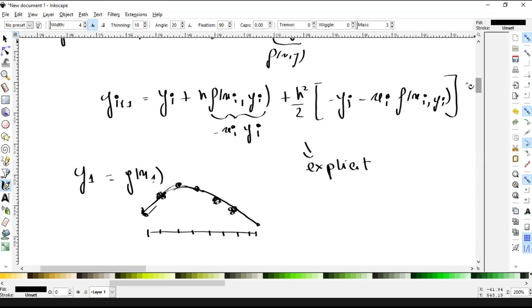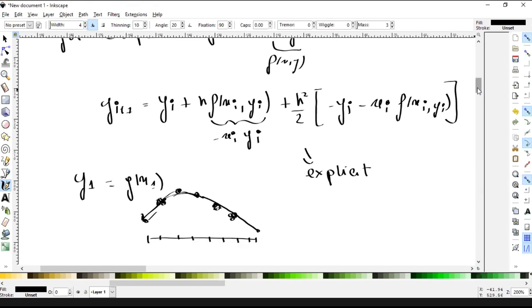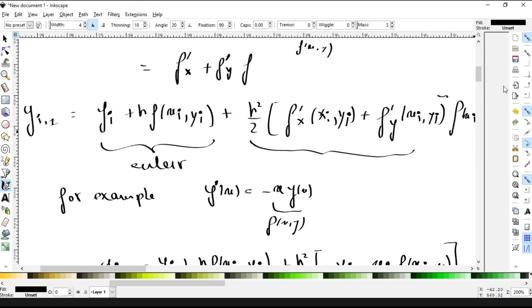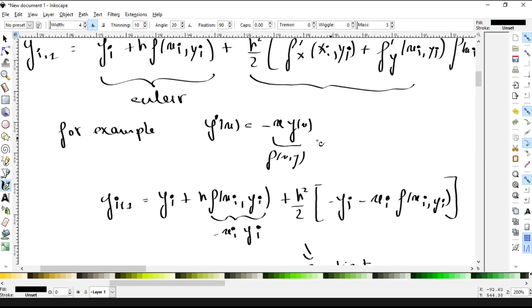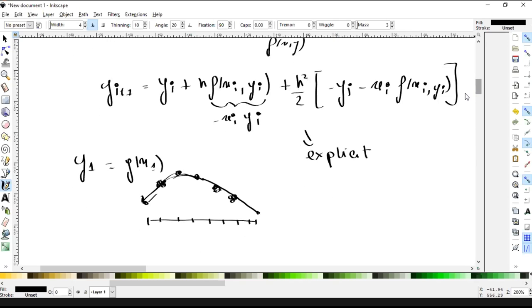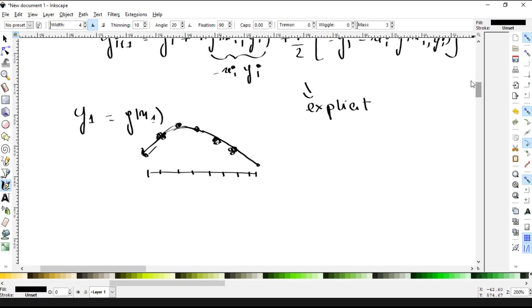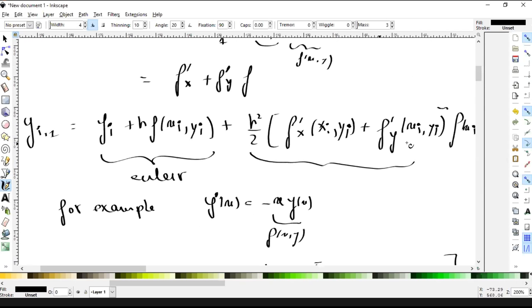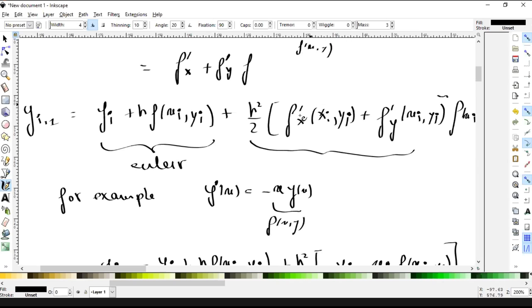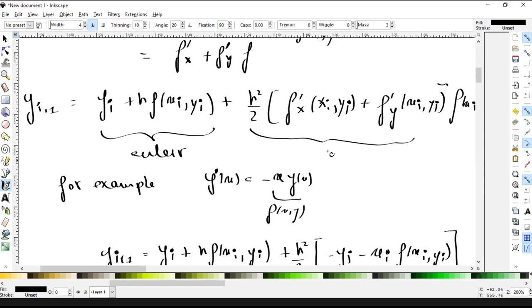This method is an explicit method. It works, but the problem of this method is that it involves calculation of these quantities. For every given function you need to calculate. If you have a different function f of x, y, you need to calculate these quantities. So we will see other methods where you don't need to do that. This is the disadvantage of this method, that here you need to calculate the f prime of x, f prime of y, and for each function f of x, y, it's different.